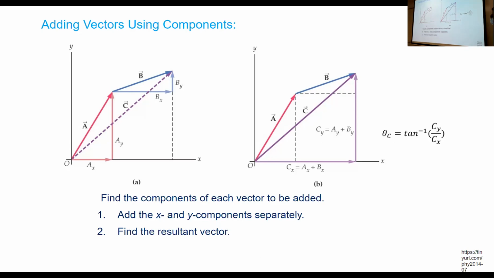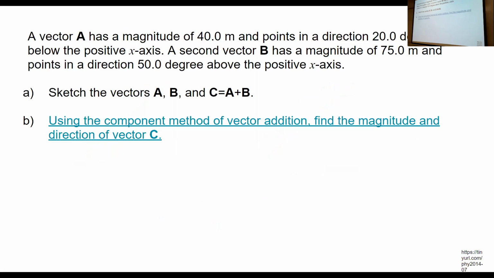Once you have determined Cx and Cy, you can calculate the magnitude of C by taking the square root of Cx squared plus Cy squared. And for the directional angle, you can do the same as before: tangent inverse of the Cy component over the Cx component. So that's how you can do vector addition analytically.